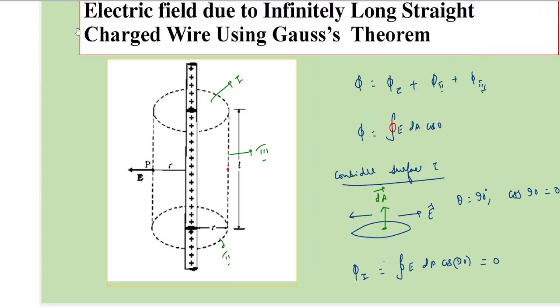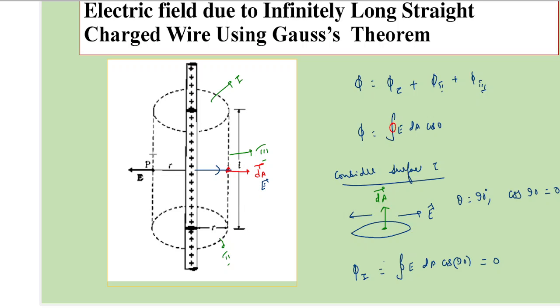So in this case, if you look at any small elemental area, the area vector would be normal to it, and also we saw that the electric field goes out. So at this part, the electric field would go out like this, such that the angle between the electric field and the area vector in this case would be 0.